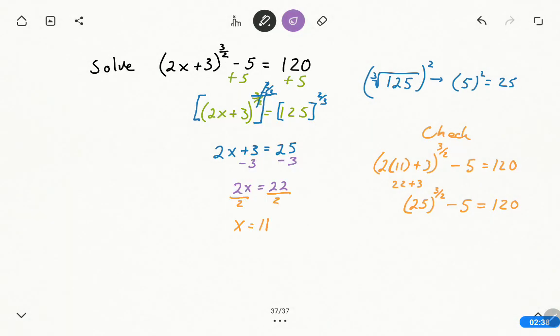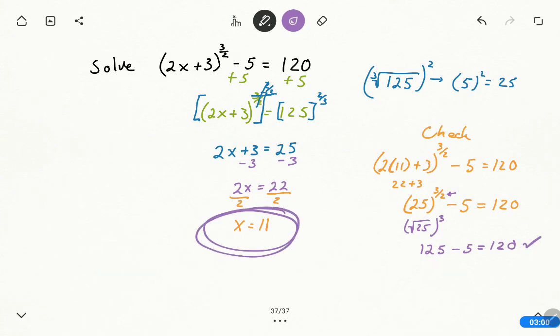Well, remember, 3 halves power would be the index of 2. So this is the square root of 25 to the 3rd power. Square root of 25 is 5. 5 to the 3rd power is 125. So we have 125 minus 5. Is that indeed equal to 120? Well, yes, it is. So we check out, and 11 is the answer. Done.